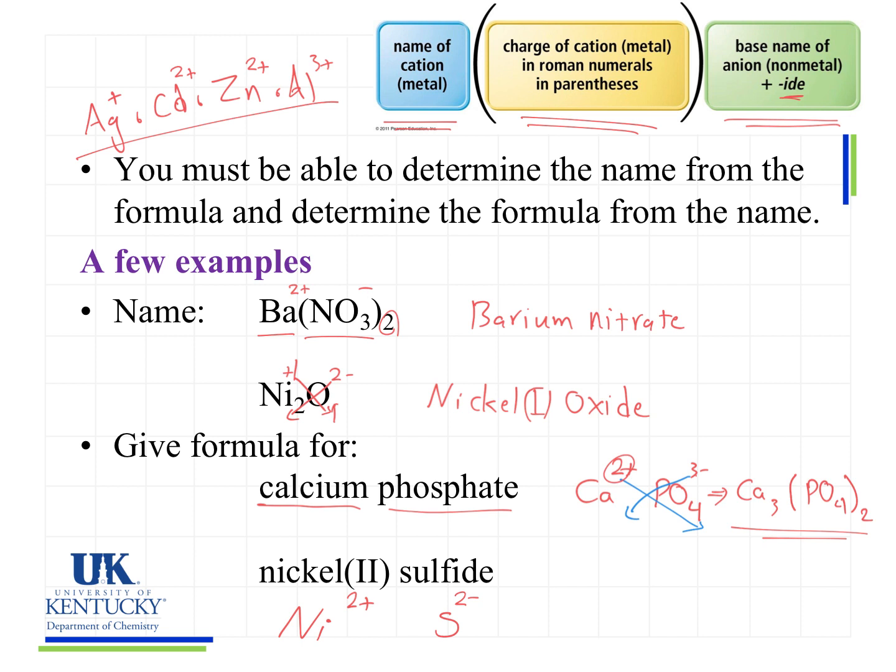Okay, sulfide, IDE, is a non-metal, so it's the elemental sulfur. Okay, so we have these 2, we have 2+ and 2-. It's already charge balanced, so you just write NiS. So that is nickel sulfide.